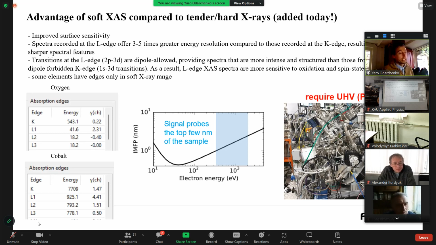But the disadvantage, obviously, is that it requires ultra high vacuum, and things get a bit more complicated. But with careful thinking and planning, you could do lots of interesting things.